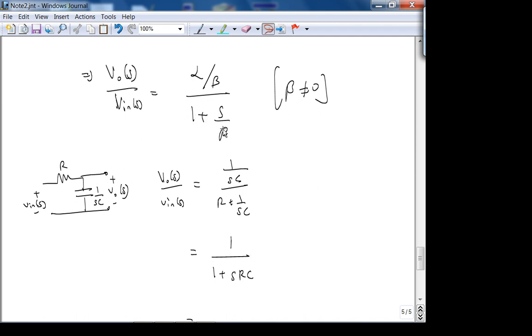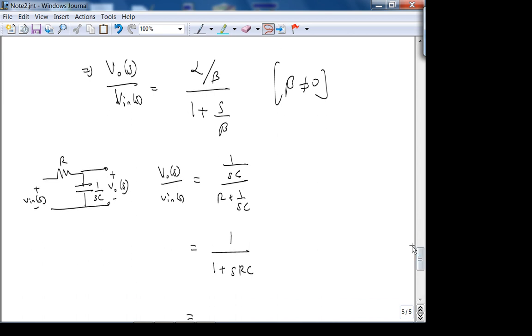So let's see. This guy, it's almost of this form, yes? In other words, 1 over beta is RC, correct? But I'm missing this alpha over beta. So let's see if I can fix that. Any ideas? There are many ways to fix that. Does it work? Let's see.